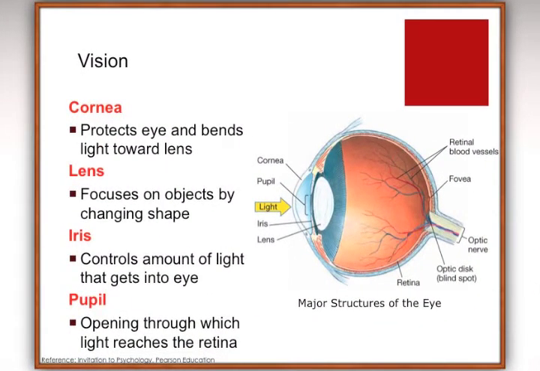Now, let's take a look into the structure of our eyes. In the very front, it is the cornea, which protects our eye and bends light towards the lens. The lens focuses on objects by changing its shape.